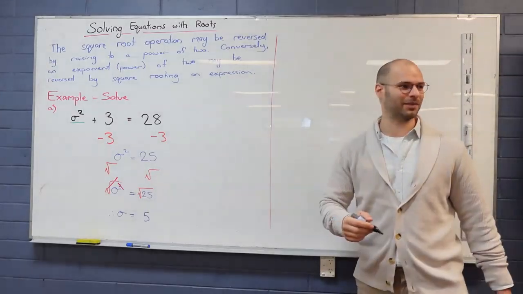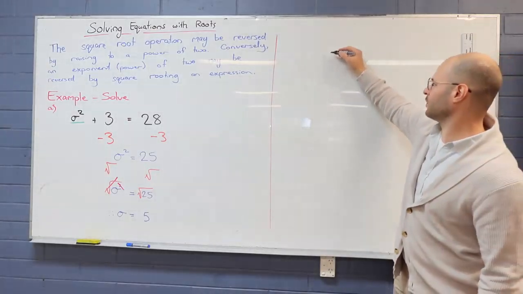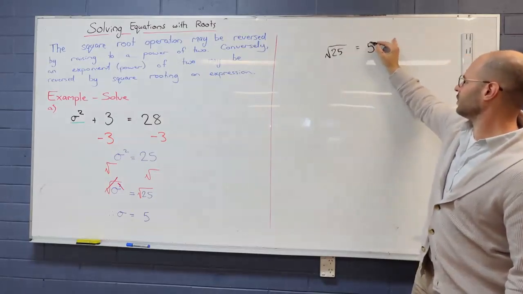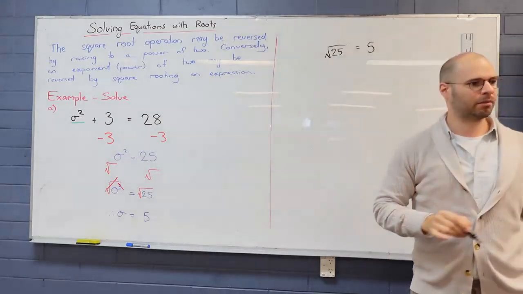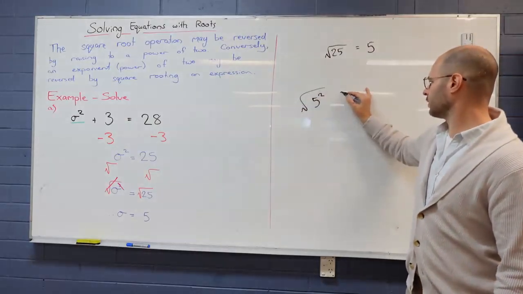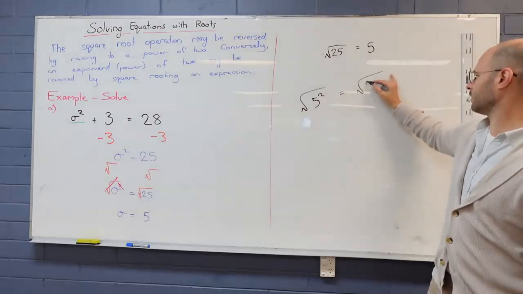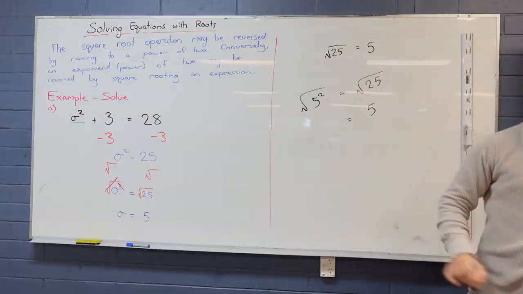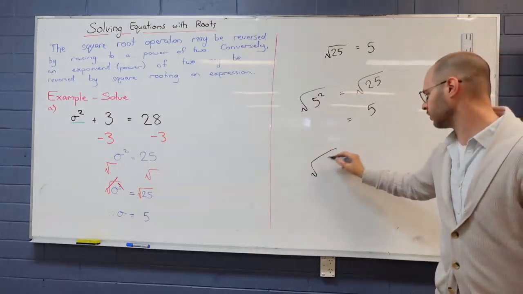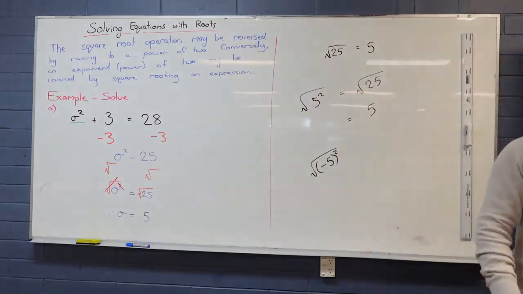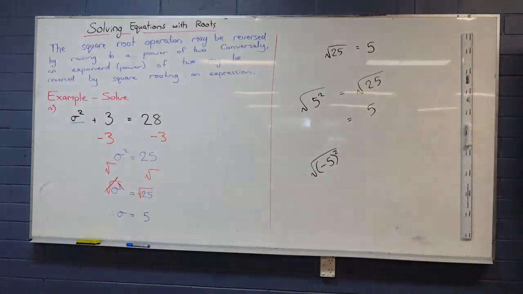I think there might be a mistake there. The square root of 25 is indeed 5, and if you go 5 squared, you're going to get 25. Now, here's the next part. I want you to go negative 5 squared. 25.